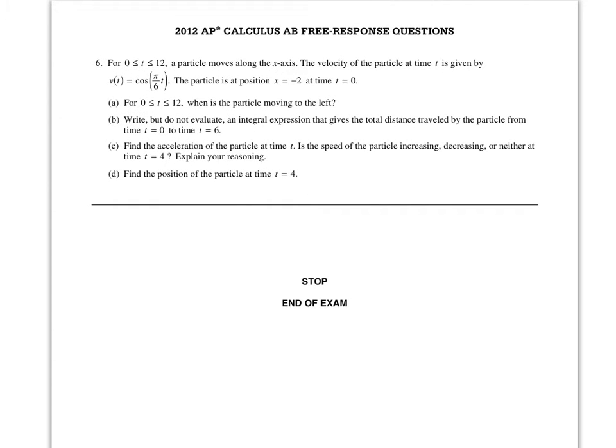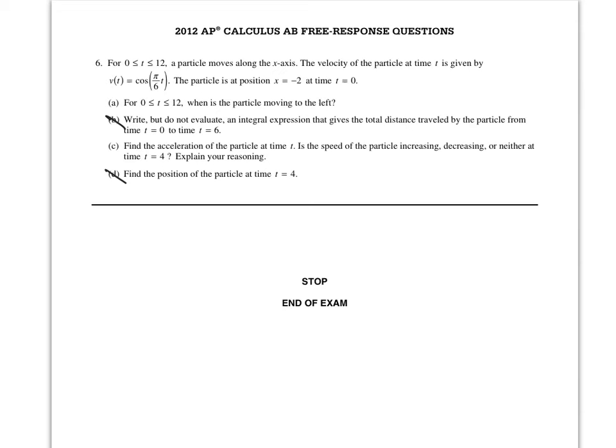Okay, last free response question for this 2012 AP test. So question 6 says, for time t greater than or equal to 0 and less than or equal to 12, a particle moves along the x-axis. The velocity of the particle at time t is given by v of t equals cosine of pi over 6 times t. The particle is at position x equals -2 at time t equals 0. Now, on this year's AP exam, B will not be included because that was in their unit 8 as well as D. So we're just actually looking at A and C.